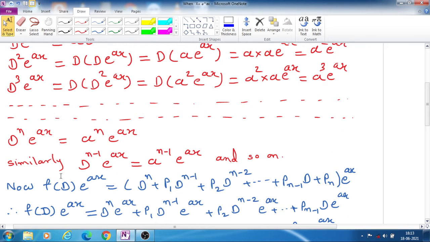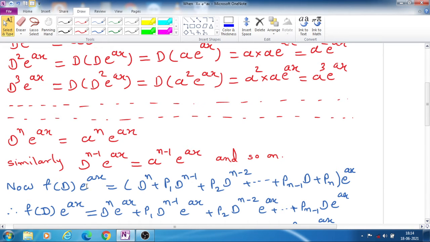Now, this is the nth derivative, which means D raised to n of e raised to ax is equal to a raised to n e raised to ax. Similarly, when we substitute this n on the LHS, here also we have to substitute n. That means if we want D raised to 7 e raised to ax, then it will be a raised to 7 e raised to ax.